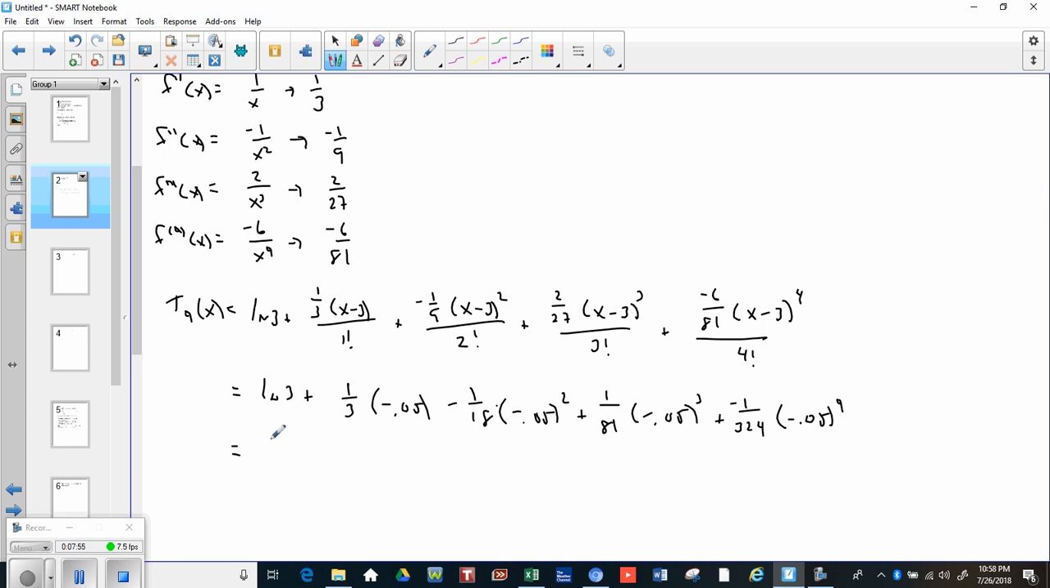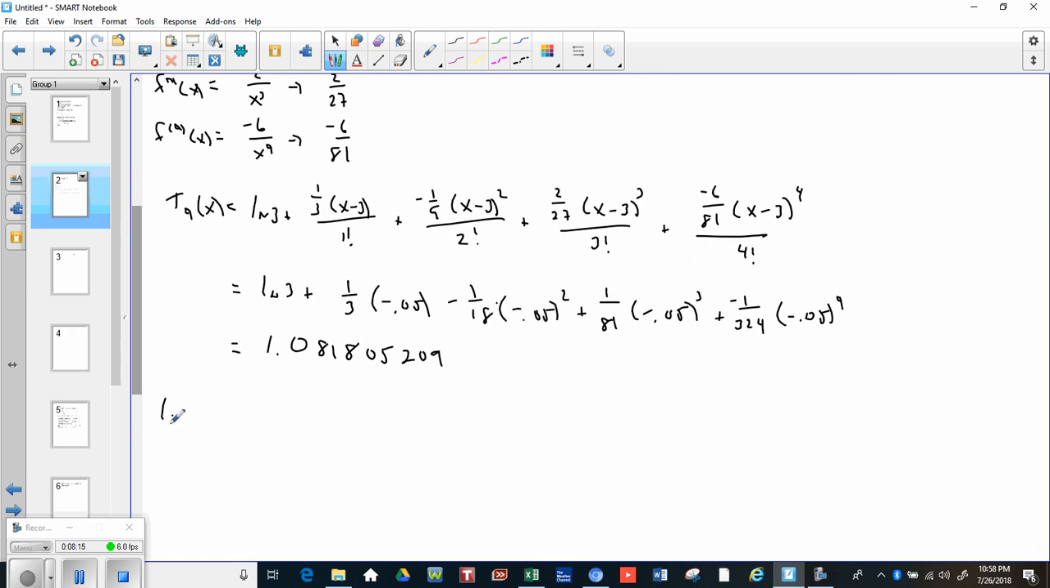What I got was 1.081805209, I believe. This is what I get from my Taylor polynomial of fourth degree. Now, if all we're going to do is just plug in natural log of 2.95 into your calculator, you would see that what you get is 1.08180517.